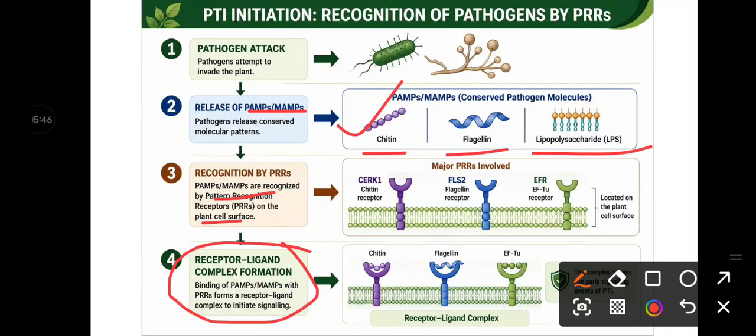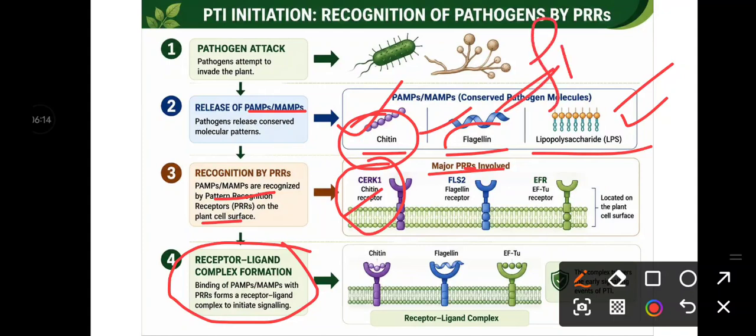Chitin is specific for fungi. Flagellin is for bacteria. Then lipopolysaccharide is for gram-negative bacteria. These are examples of PAMPs. Then the major PRRs involved: for chitin, the receptor present in the plant is CERK1, the chitin receptor. For flagellin, the PAMP is flg22, remember this, which is recognized specifically by the PRR FLS2. These are some examples.